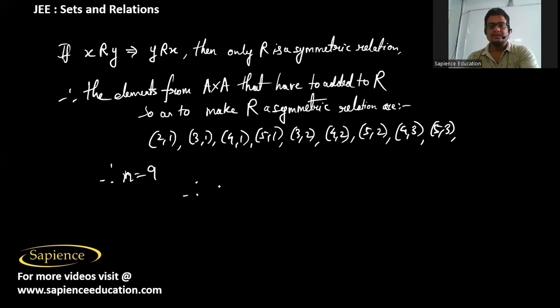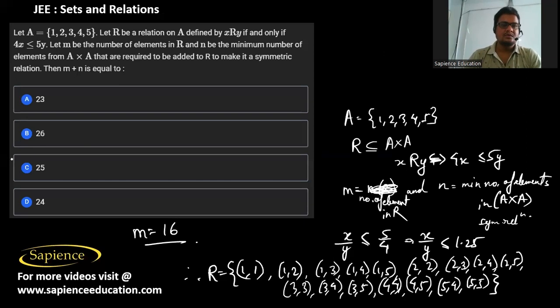So therefore we have to find the value of m plus n. M plus n will be equal to 16 plus 9, that is equal to 25. So option C is the correct answer.